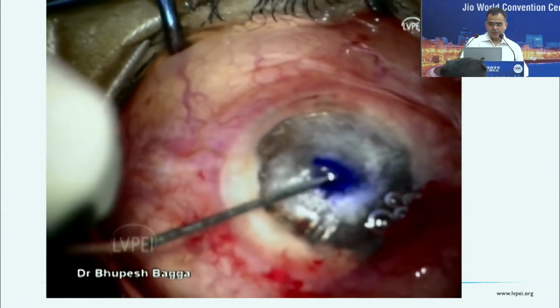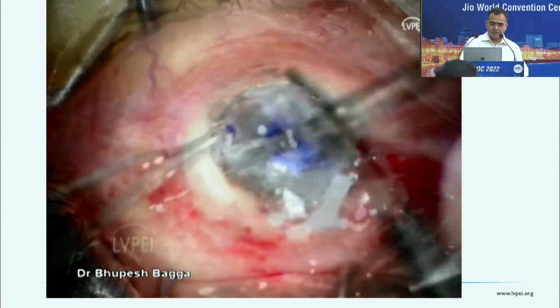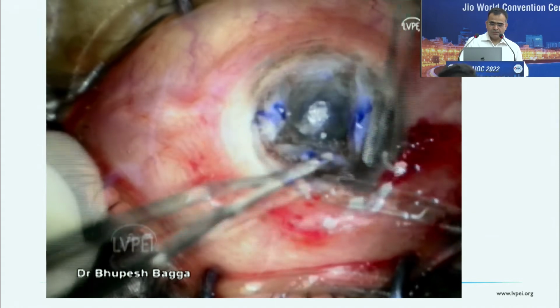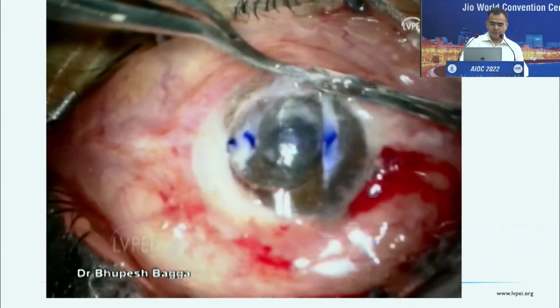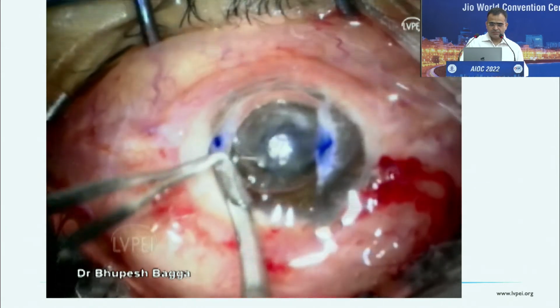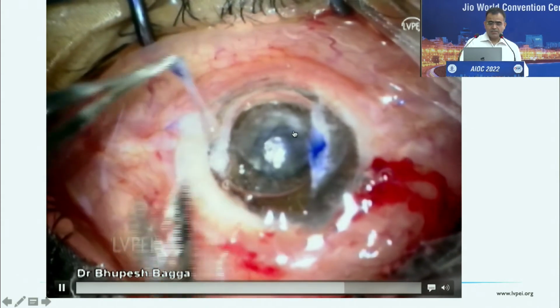And then putting viscoelastic. This is my routine way of performing lamellar keratoplasty, and then 4 parts of the posterior stroma, and then removal of that. After that, it's similar. Other thing which you can notice here is the endoexudates and hypopyon.